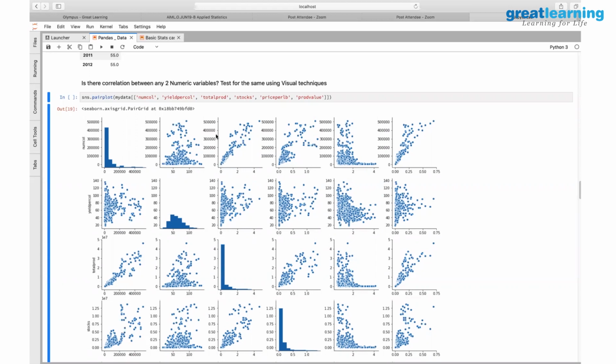If this is increasing, this is also increasing, this is increasing, this is also increasing. Except for a few points where, even for a low value of production, you get a higher number of colonies. This is a pretty linear relationship. That's what this graph shows. But we'll talk about how to interpret the graphs a little later.